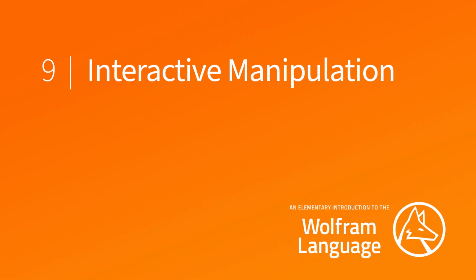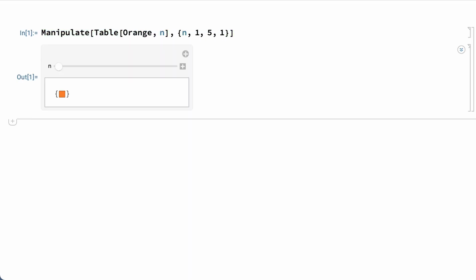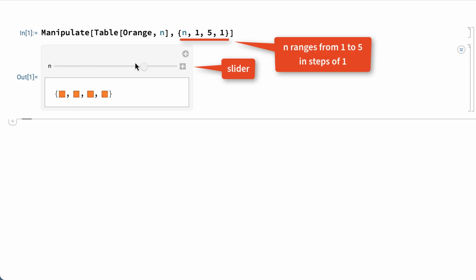This section is about interactive manipulation using a function called manipulate. To get started, here is a simple example using the manipulate function. The result includes an interactive control called a slider that controls the value of a variable n, where n ranges from 1 to 5 in steps of 1, and below the slider is a list of orange squares generated by the table function. The length of the list of orange squares is determined by the value of n.